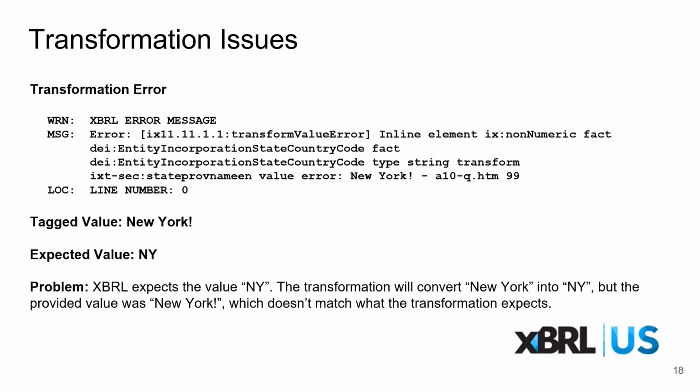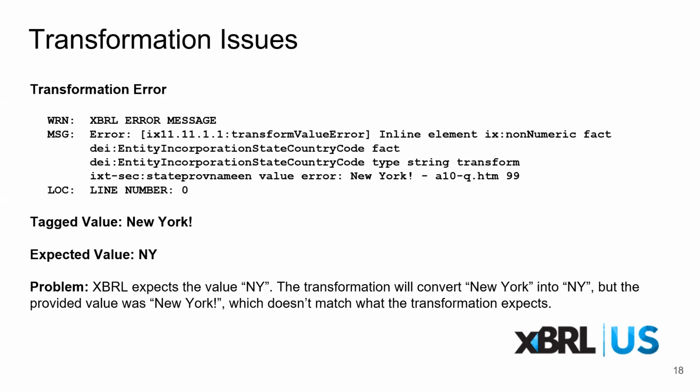So I tagged New York with an exclamation point, and it's expecting the value NY. So the transformation is supposed to take New York and turn it into NY. But the transformation can't take New York with an exclamation point because it doesn't match what the transformation is expecting. So here I'm getting a transform value error because I'm giving the transformation an invalid input value.